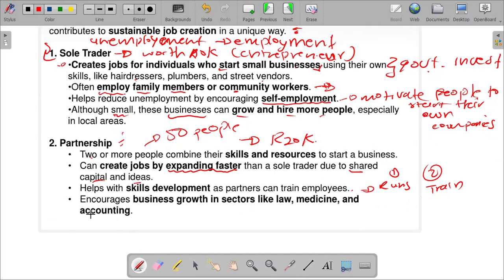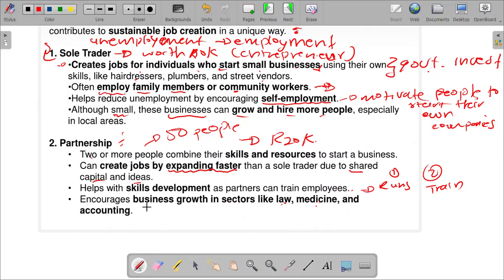And then the last one, the fourth one, it says that a partnership encourages business growth in sectors like law, medicine, and accounting. So instead of just being a hairdresser, a plumber, or a street vendor as a sole trader, you can venture into business with someone and start a large or big company, by creating businesses like law, medicine, and accounting. So even if you are not a lawyer, not a doctor, not an accountant, you can find a partner that is more viable within that particular sector.